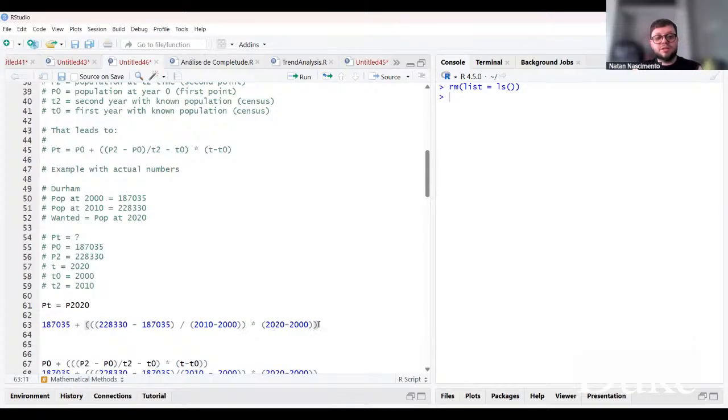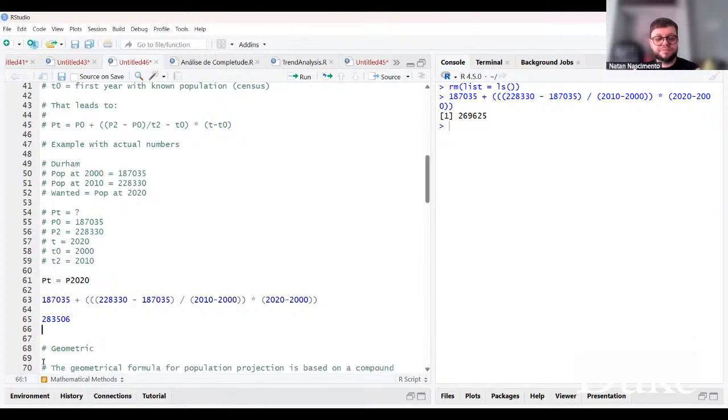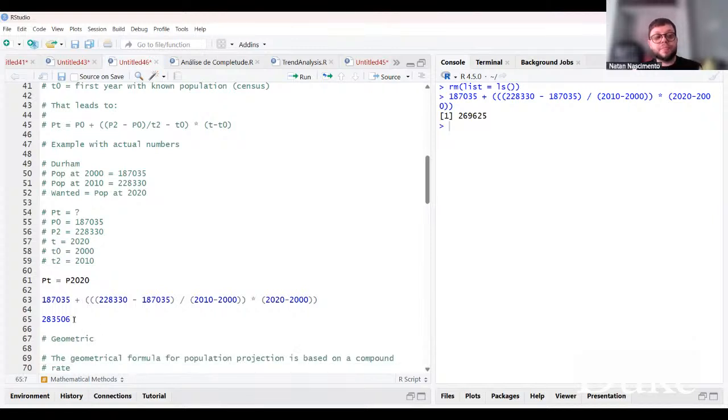With that, we can just run. And we get that the population in 2020, following the arithmetical trend, will be 269,625. This is close to what it actually is, because according to Wikipedia, it's something like 283,506. So it projects based on a linear trend.